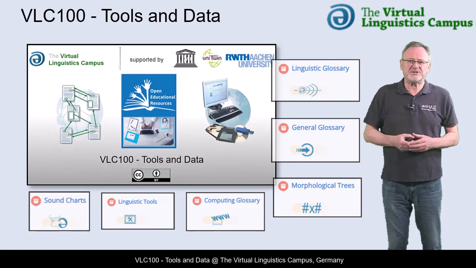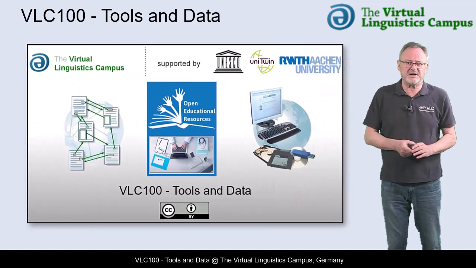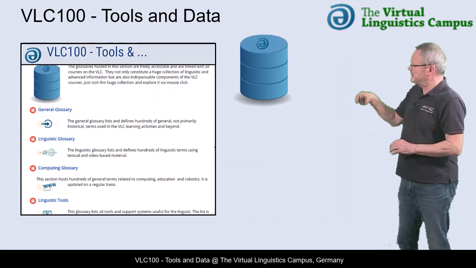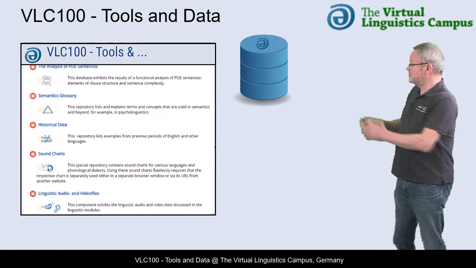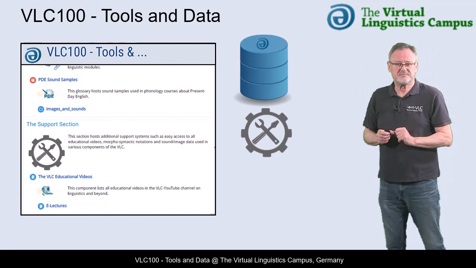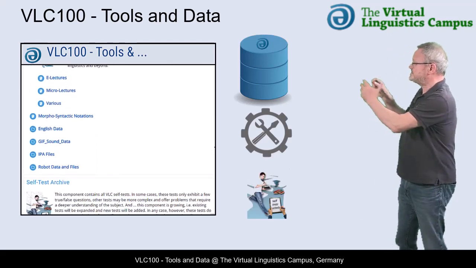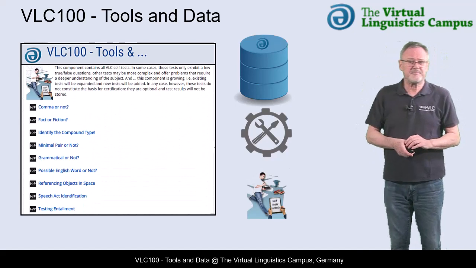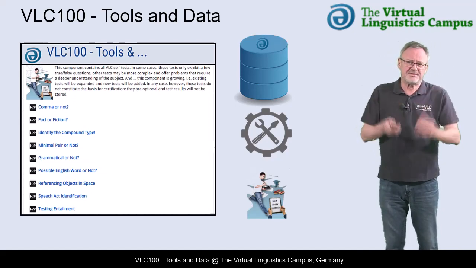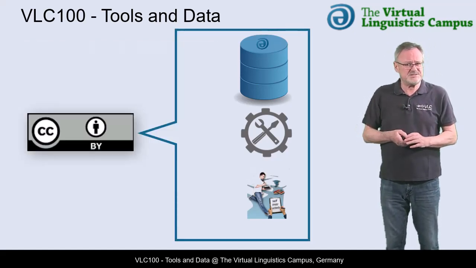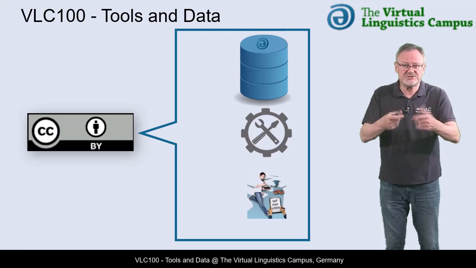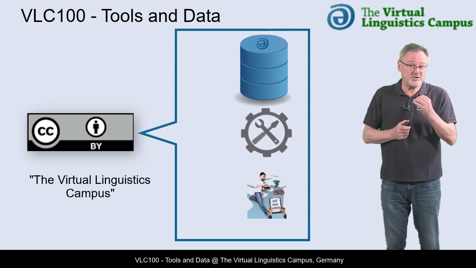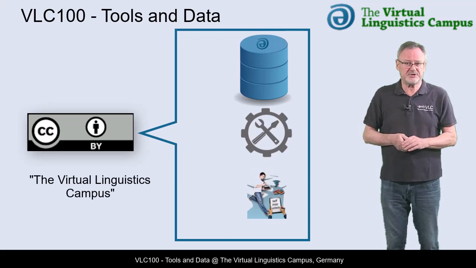The tools and data collection consists of three central parts: the VLC glossaries, the support section, and the self-test archive. And all these components are licensed as CC-BY, that is, as Creative Commons Attribution, which lets others distribute, remix, and build upon our work as long as they credit us for the original creation.